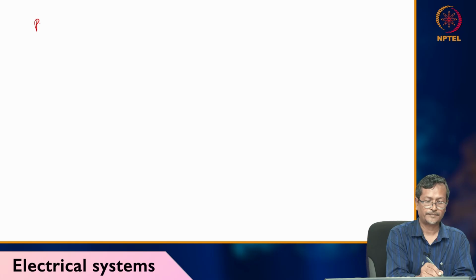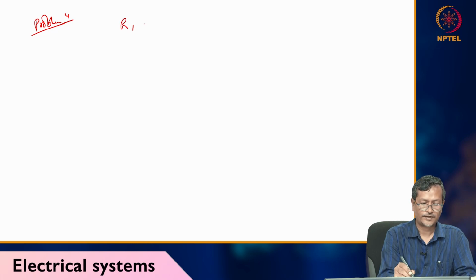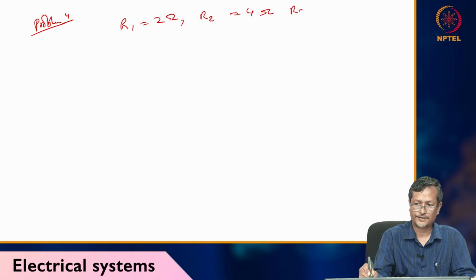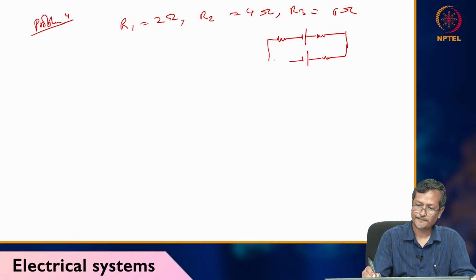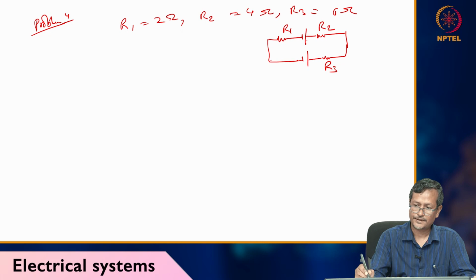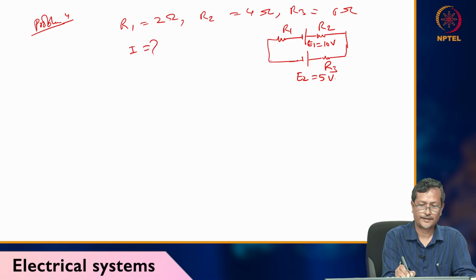Okay, let's take one problem. Problem 4, I think. Let's say R1 equals 2 ohm, R2 equals 4 ohm, R3 equals 6 ohm, and the circuit is like this: resistance here, then another resistance here, then again. R1, R2, R3, E1 equals 10 volt, E2 equals 5 volt. You have to calculate the current I.